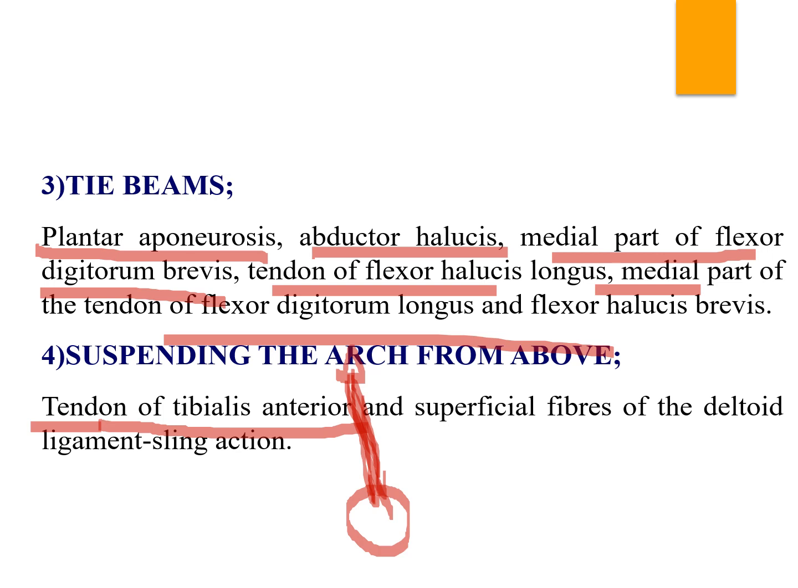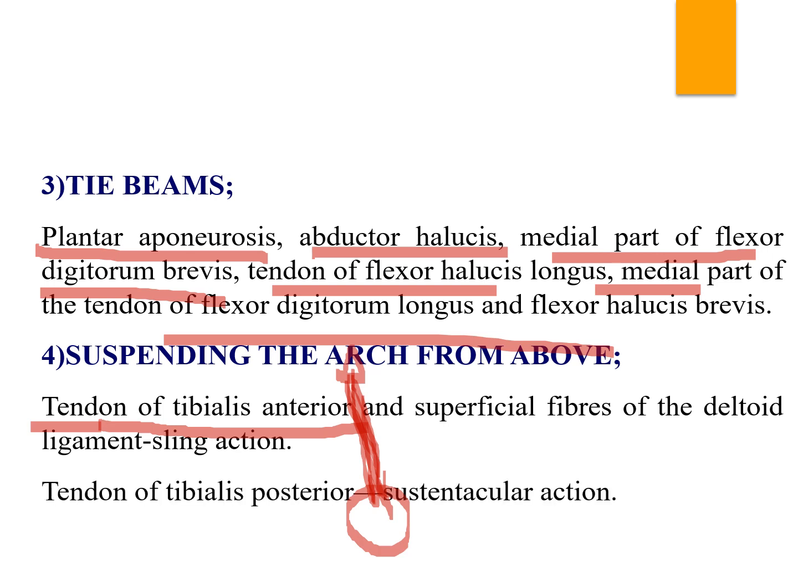So these are the four factors which support the medial longitudinal arch, which we have seen in detail. What are the factors? Intersegmental ties, keystone, then the tie beams, and also the suspension from above. The sustentacular support is tibialis posterior, which holds all the bones of this medial arch. It supports from below, one tendon, and that is called the sustentacular action.